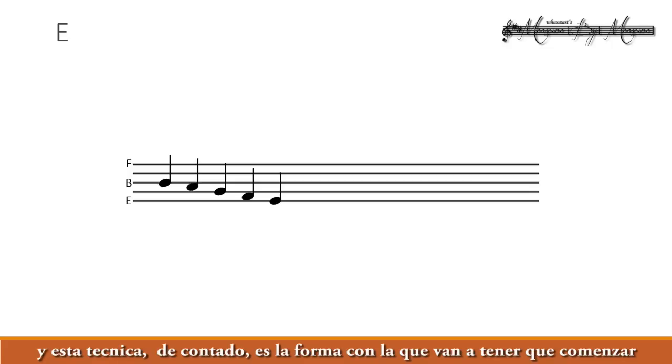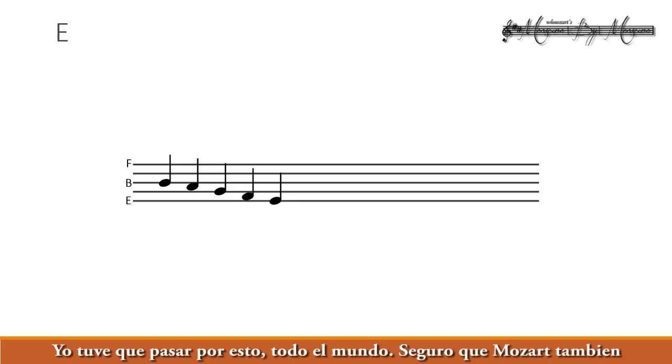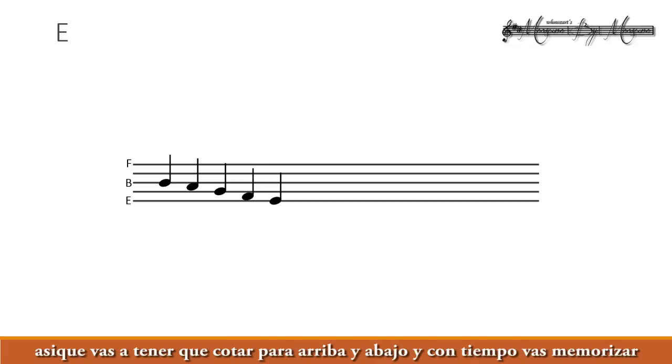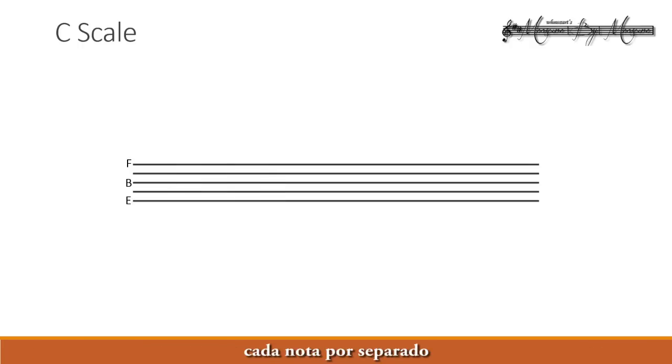And this technique of counting is the way you're gonna have to start. I had to go through it. Everybody had. I'm sure Mozart had too. So you can't be born knowing this. You're gonna have to count up and down, and then with time you will memorize every single note.